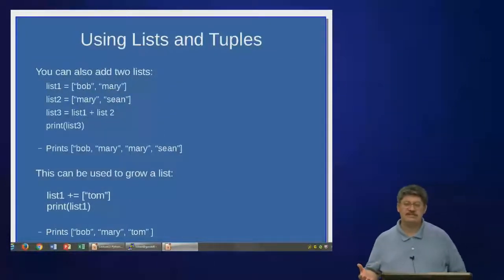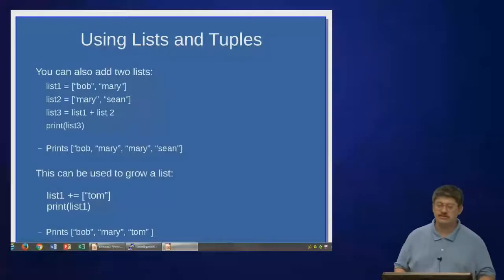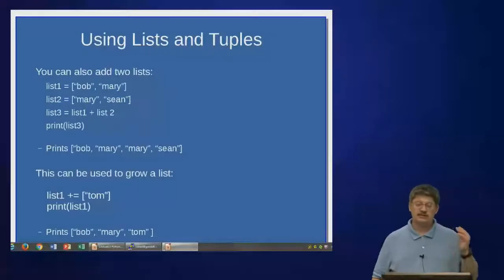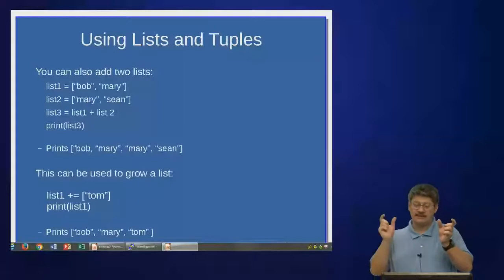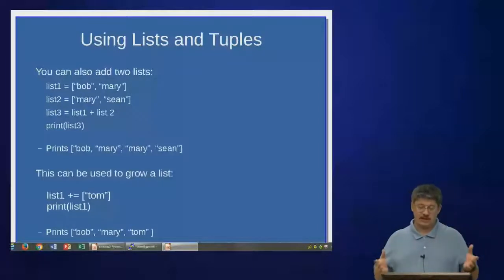Another thing that you can do with lists is add them together. So I can create 2 lists. And here I've created list 1 and list 2. List 1 has the strings Bob and Mary. List 2 has the strings Mary and Sean. I can create a new list, list 3, by adding list 1 and list 2. If I do that and print out list 3, I'm going to get Bob, Mary, Mary, Sean.